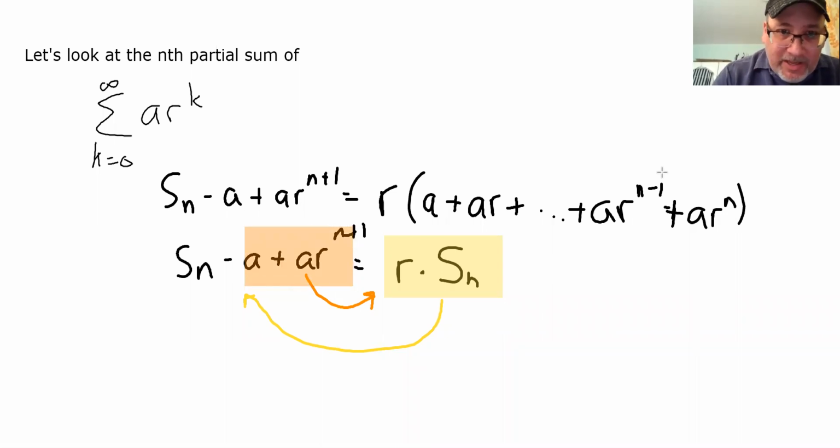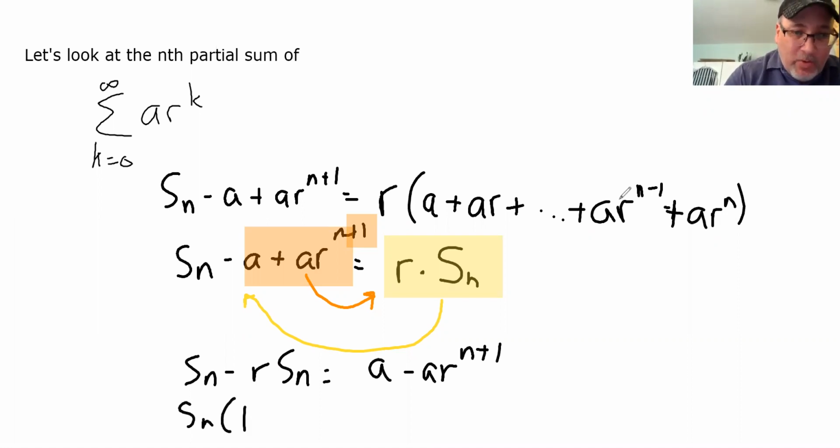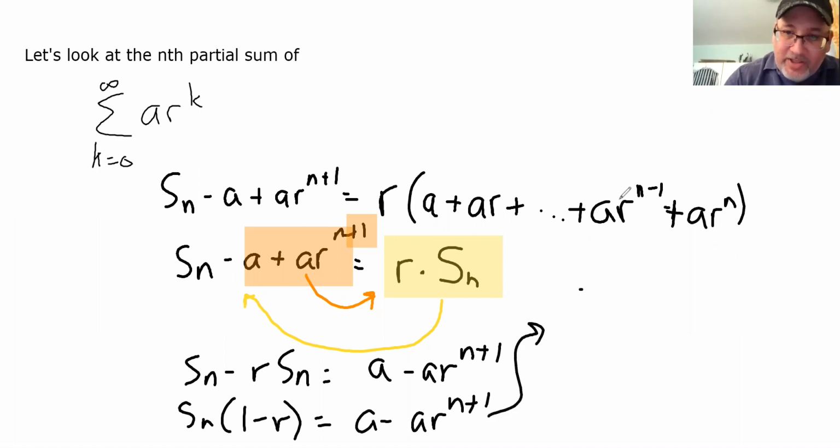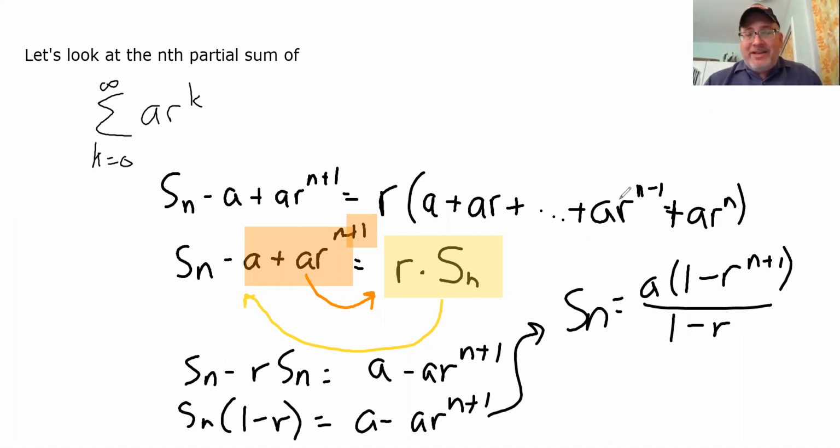And now let's play this out again, but I'll play it out a little bit quicker because now we're doing it the same. All right, so we have all the Sn's on one side. On the other side, we have a minus a times r to the n plus 1. And then if we factor out the Sn on the left, we get 1 minus r. And we divide both sides by that. And we get that the nth partial sum is a, which I'm going to factor out, times 1 minus r to the n plus 1 over 1 minus r.